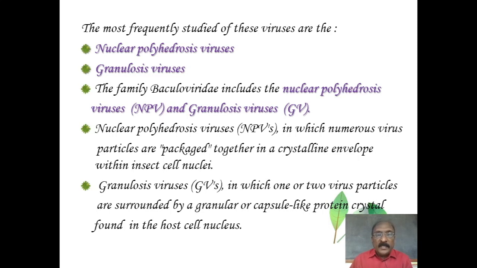The most frequently studied of these viruses are the nuclear polyhedrosis viruses and the granulosis viruses. The family Baculoviridae includes the nuclear polyhedrosis viruses, that is NPV, and granulosis viruses, GV. In nuclear polyhedrosis viruses, numerous virus particles are packaged together in a crystalline envelope within insect cell nuclei, whereas in granulosis viruses, one or two virus particles are surrounded by a granular or capsule-like protein crystal found in the host cell nuclei.